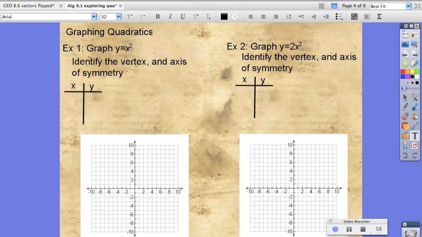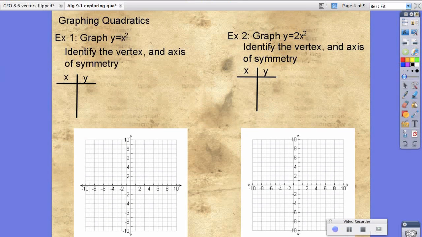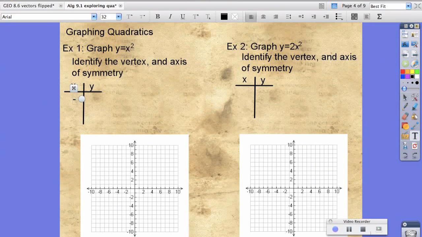So, just a quick note on how to graph quadratics. In order for us to graph quadratics, we need to take the value and plug in some points. So here we have graph y equals x squared. We're going to pick 5 points: -2, -1, 0, 1, and 2. You always want to pick values that are positive, negative, and include 0.